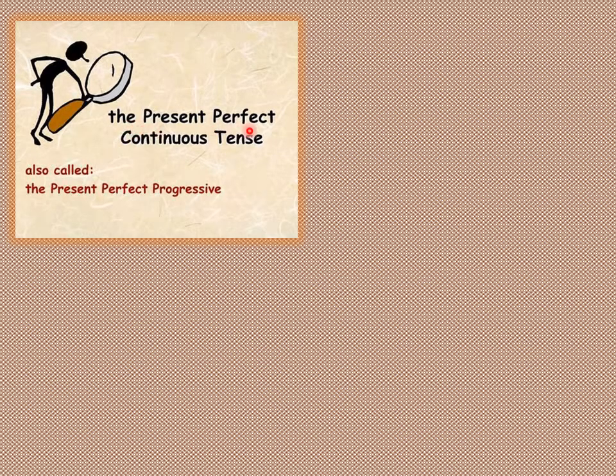Sometimes we call the present perfect continuous tense the present perfect progressive. والإثنان تعطي نفس المعنى المضارع التام المستمر.